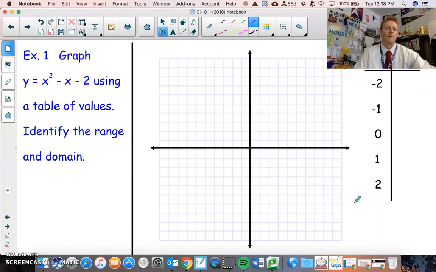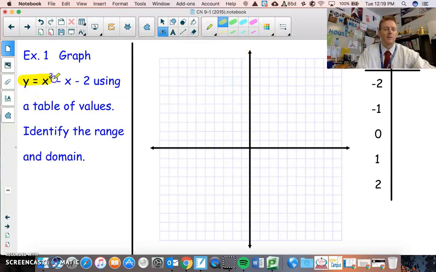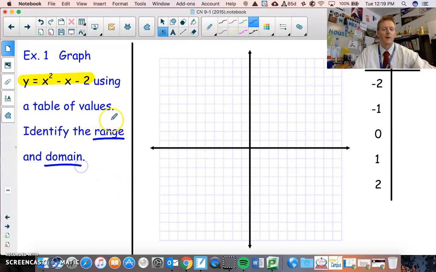All right, so our job is to graph this equation of y equals x squared minus x minus 2 using a table of values. We're going to identify the range and the domain. Remember from lessons past, range is the y values, domain is the x values. They go alphabetical, x then y, d then r. So it's kind of an easy way to remember things.